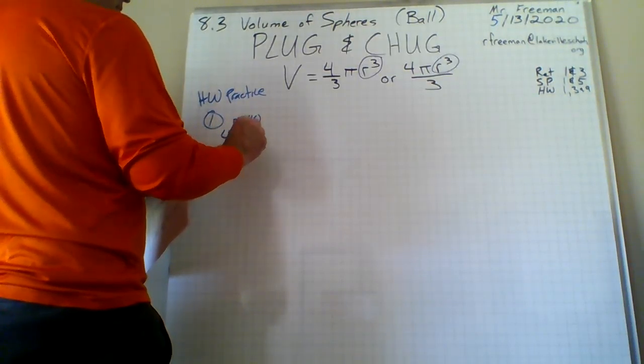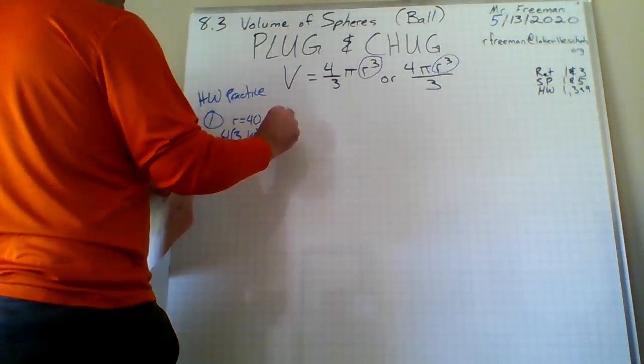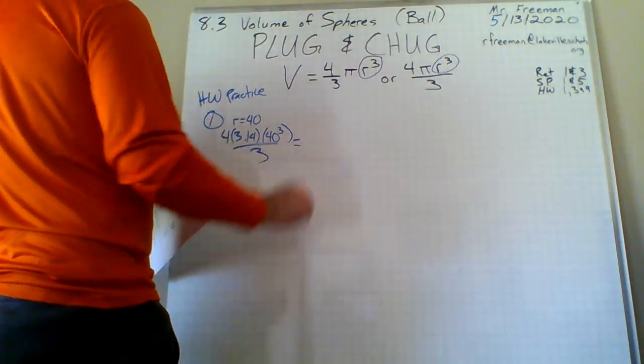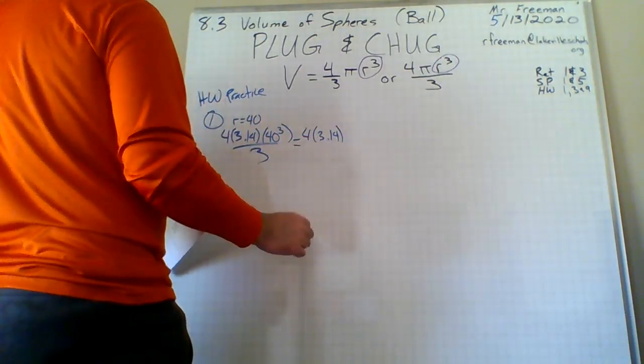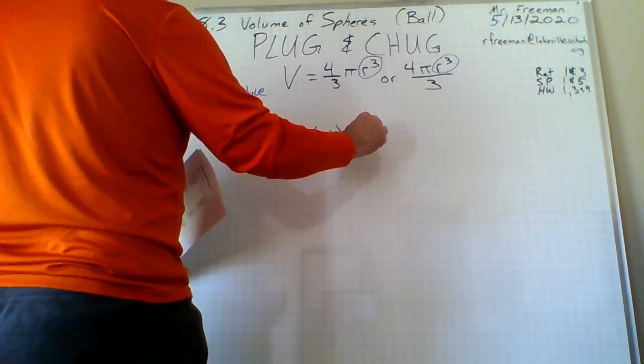4 times 3.14 times 40 cubed. And we're going to divide that guy by 3 when we're done. Which means we're doing 4 times 3.14 and 40 cubed. When you do that on your calculator, maybe you can even do that one in your head.